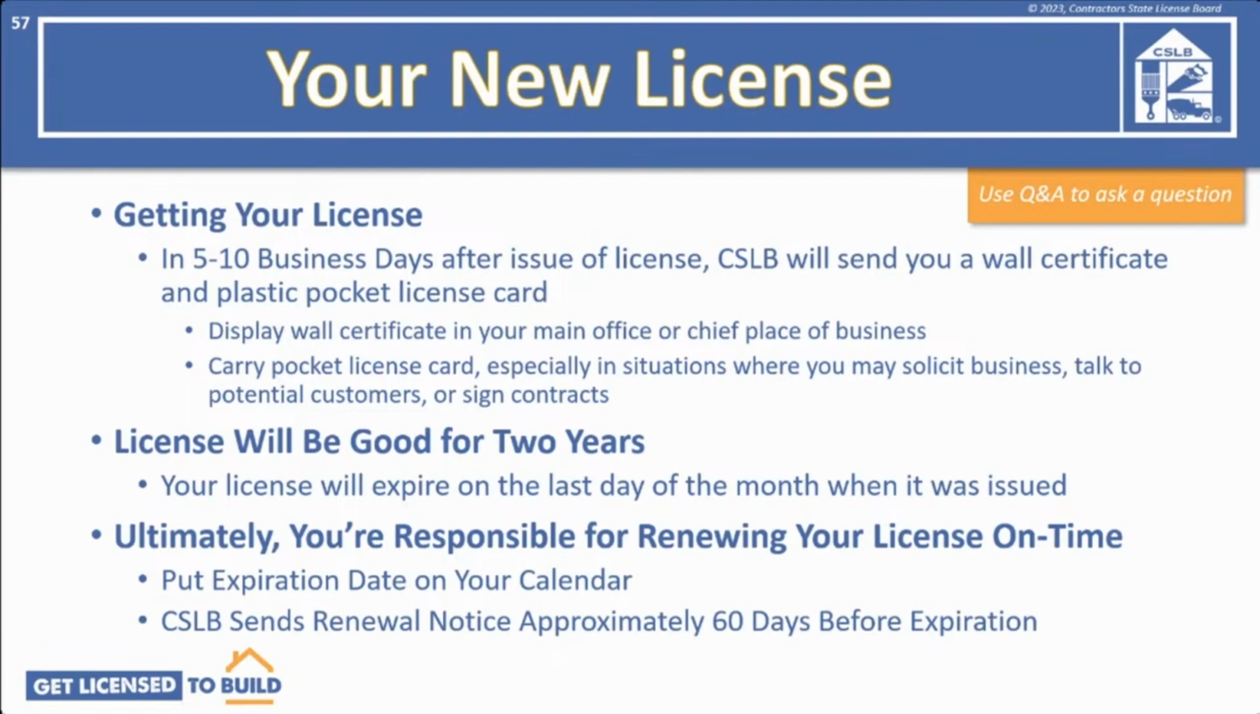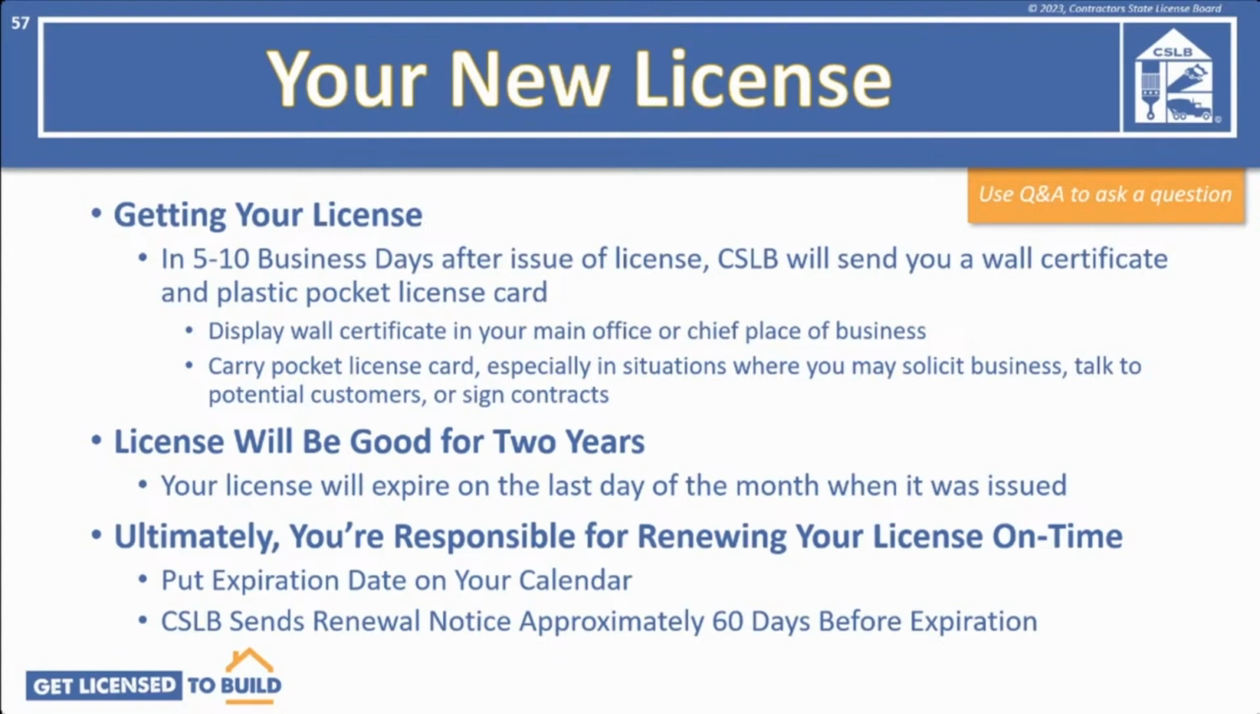If you're going to have a salesperson working for you, be sure to get them registered as a home improvement salesperson with CSLB. Check our website for more on how to do that. Your license will be good for 2 years. It will expire on the last day of the month when it was issued. Be sure to put that expiration date on your calendar, in your phone, anywhere you need, so you won't forget it. CSLB will send a renewal notice in the mail approximately 60 days before it expires, but ultimately it is your responsibility to renew your license on time.